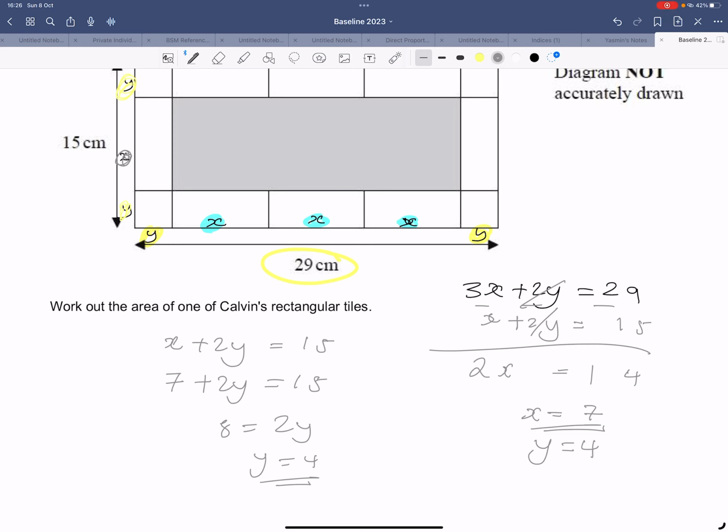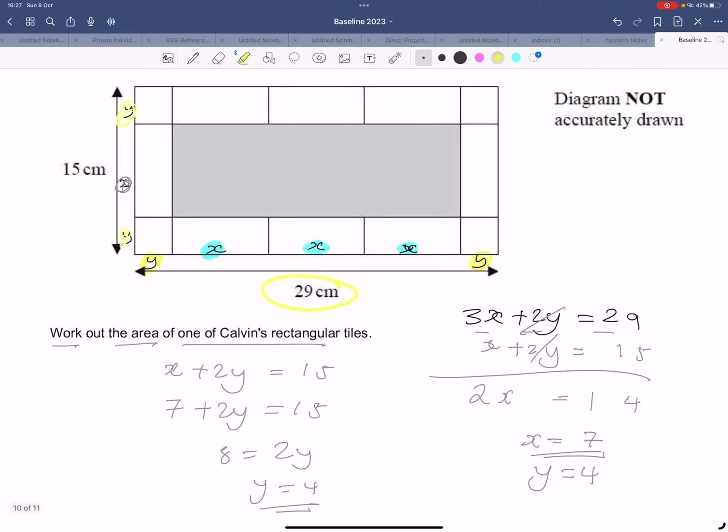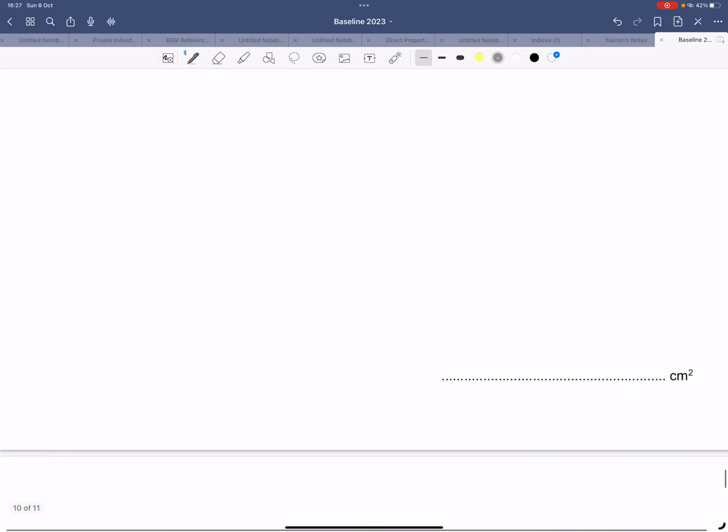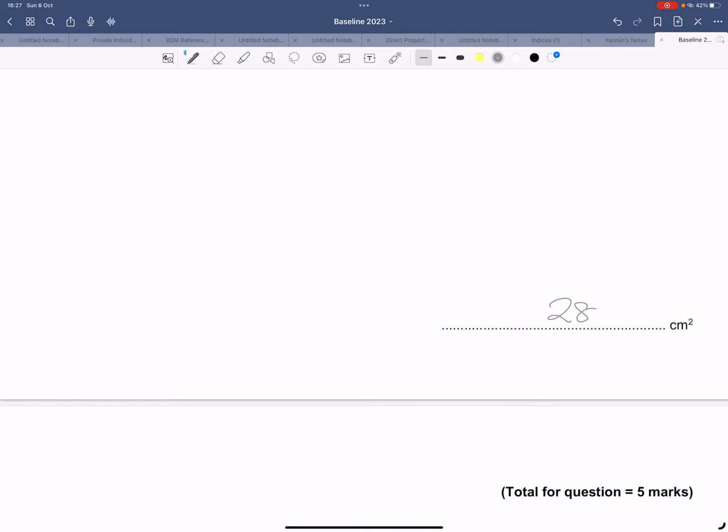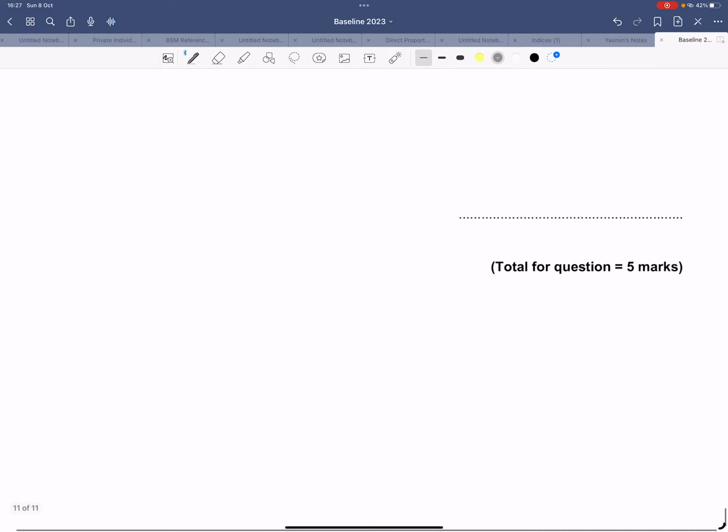And that's the equation. It says work out the area of one of Kelvin's rectangle tiles. So we want one of these, okay? We already know the base. This is x and this is y, right? We know what x is, 7, and this is 4. So 7 times 4 is going to be 28, and that's it. We're done. This is the last question.